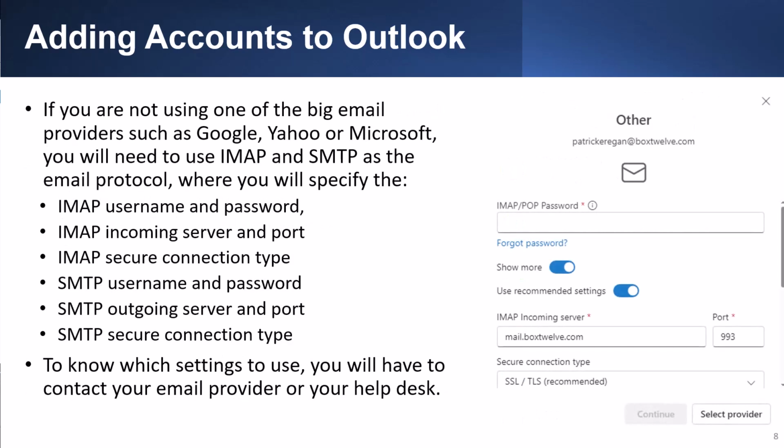If you're not using one of the big email providers such as Google, Yahoo, or Microsoft, you will need to use IMAP and SMTP as the email protocol, where you will specify the IMAP username and password, the IMAP incoming server and port, IMAP secure connection type, SMTP username and password, SMTP outgoing server and port, and SMTP secure connection type. To know which settings to use, you'll have to contact your email provider or your help desk.